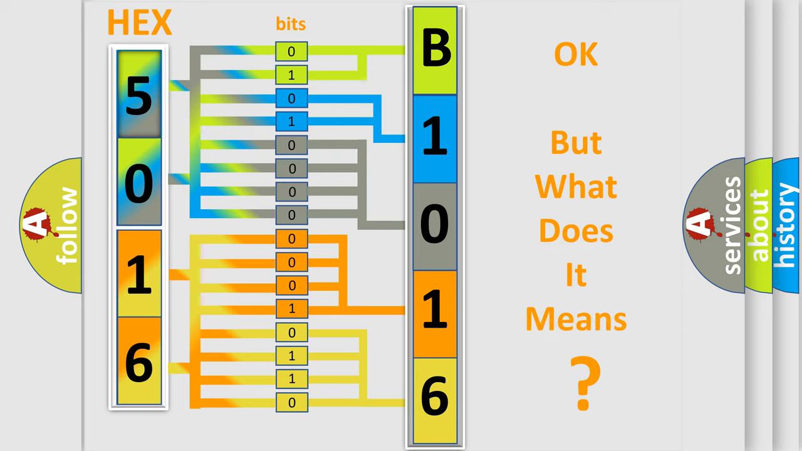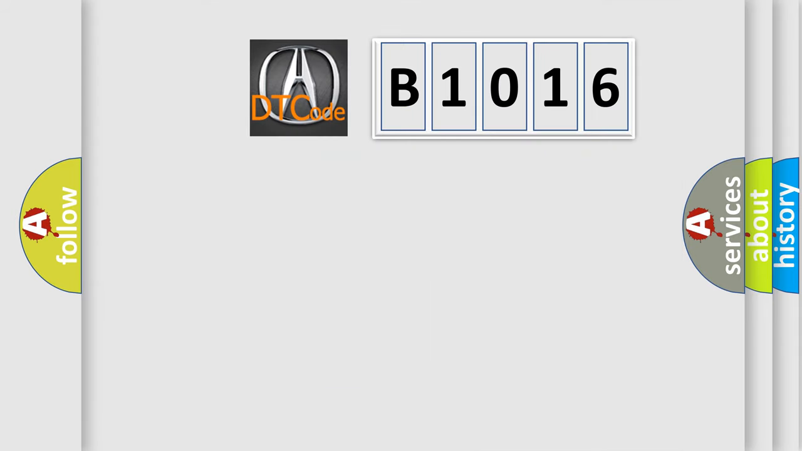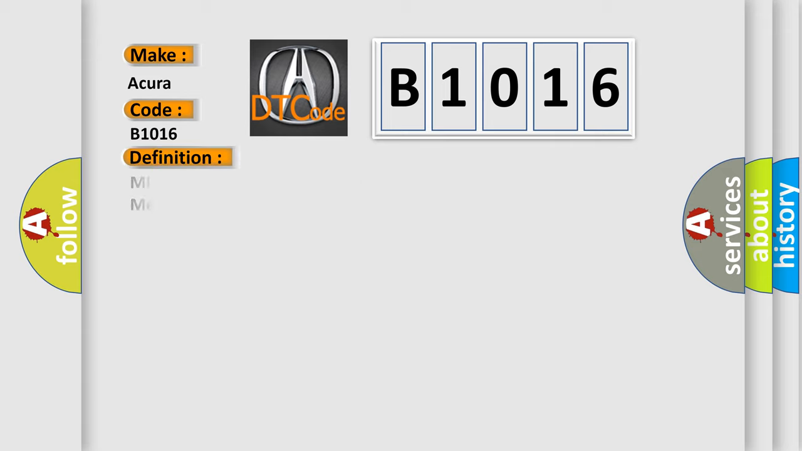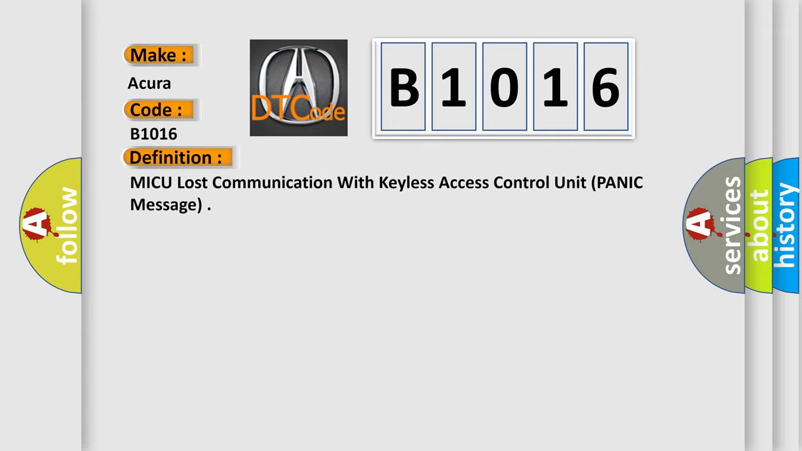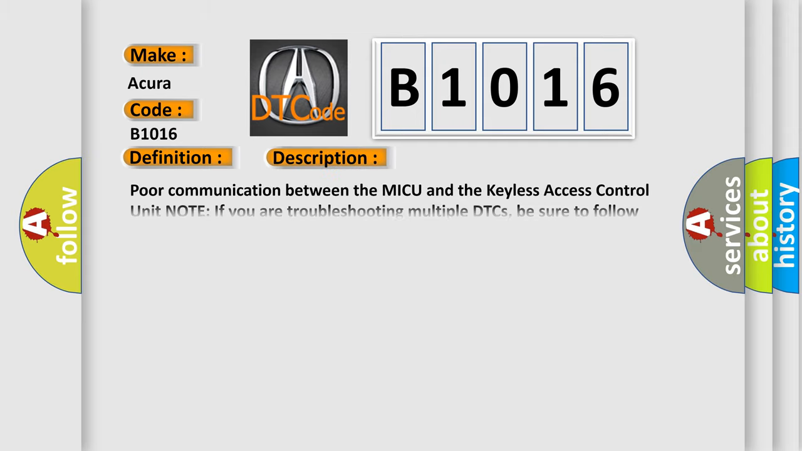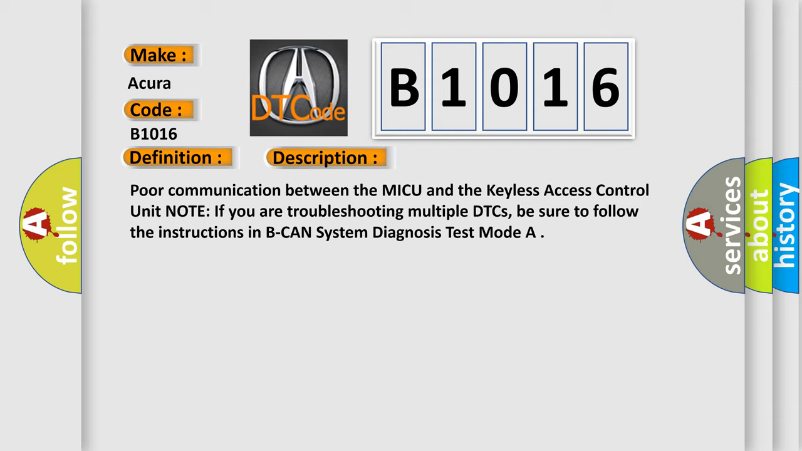The number itself does not make sense to us if we cannot assign information about what it actually expresses. So, what does the Diagnostic Trouble Code B1016 interpret specifically for Acura car manufacturers? The basic definition is MICU lost communication with keyless access control unit, panic message. And now this is a short description of this DTC code. Poor communication between the MICU and the keyless access control unit.